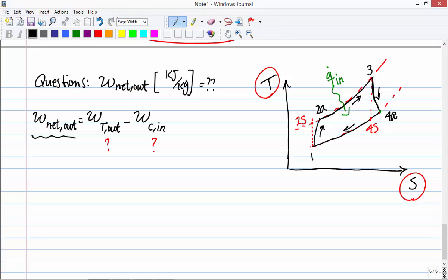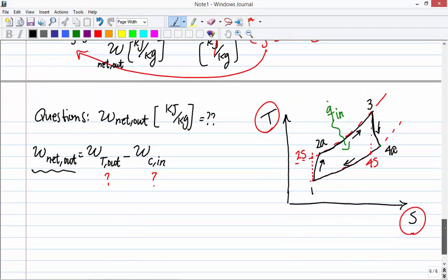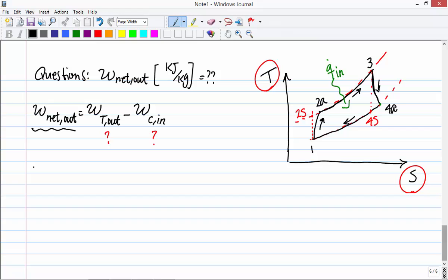So first, I'm gonna solve for this one. Now you know the procedure. Solve for these two parameters, put them back in this equation, solve the net work per mass, and then put it back there and find m dot. So now, how much is w compressor in?